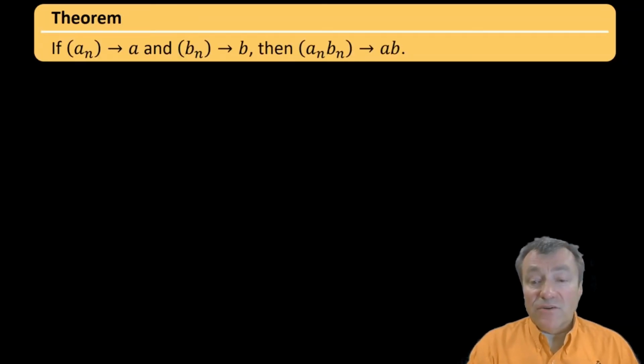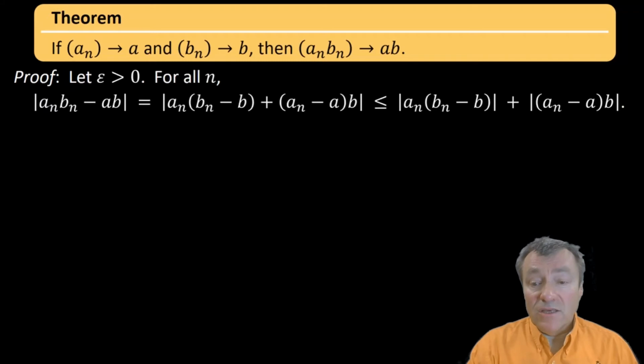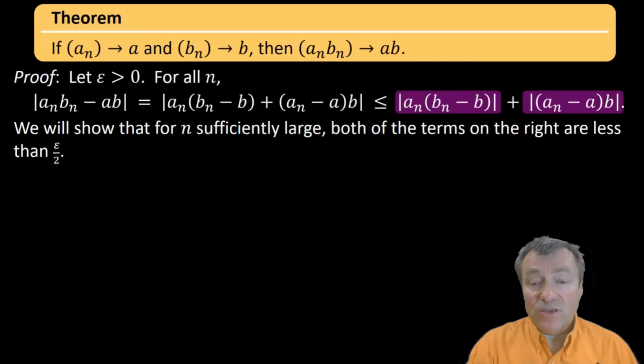Now we can do the same thing for multiplying two sequences term by term. The argument takes just a little bit more care. Once again, we start by supposing we're given a positive number epsilon. For all little n, we can use the triangle inequality to show how close a_n b_n is to ab. Then you need to think a little bit about why the terms on the right-hand side can be made less than epsilon, simply by making little n sufficiently large. So we've got two terms on the right-hand side. Let's make both of them less than epsilon over 2.